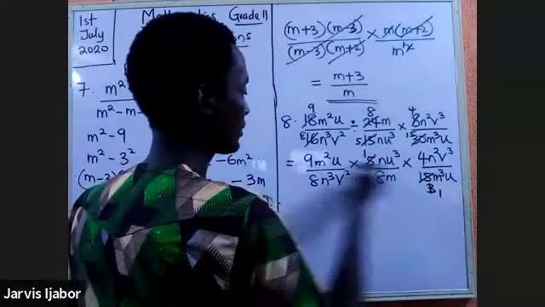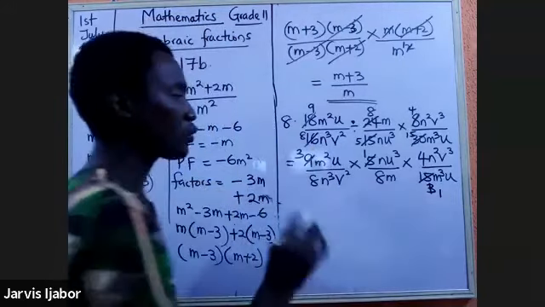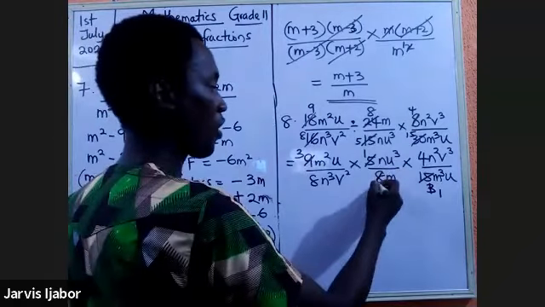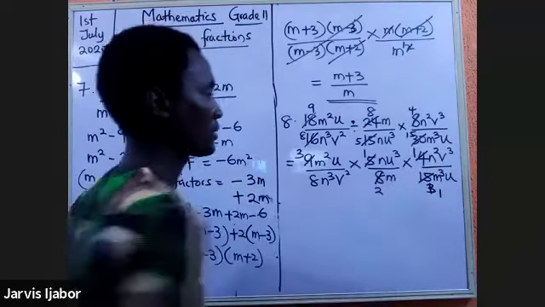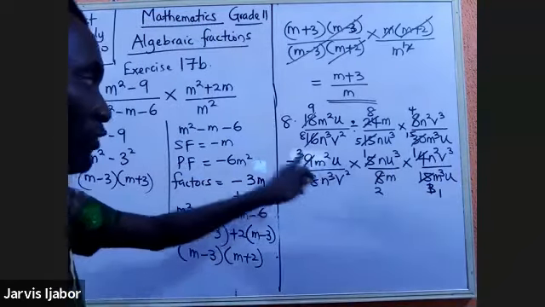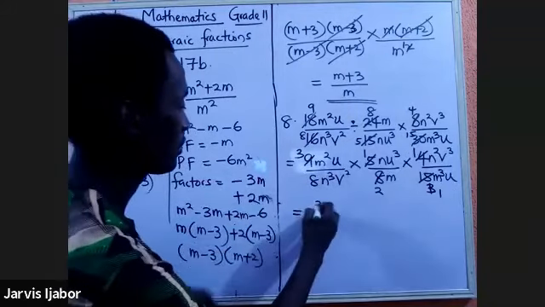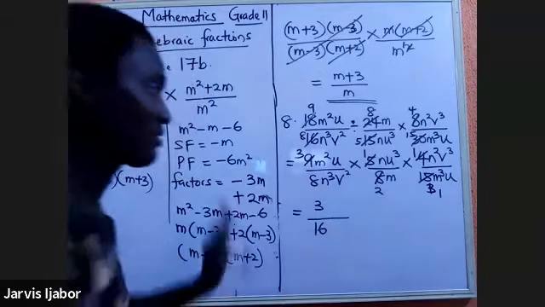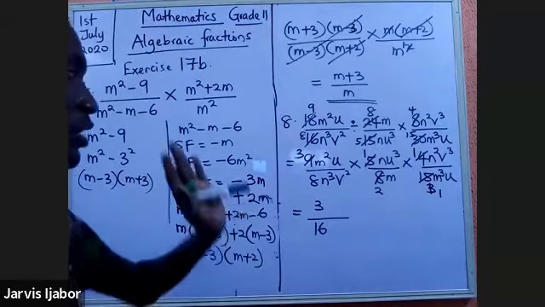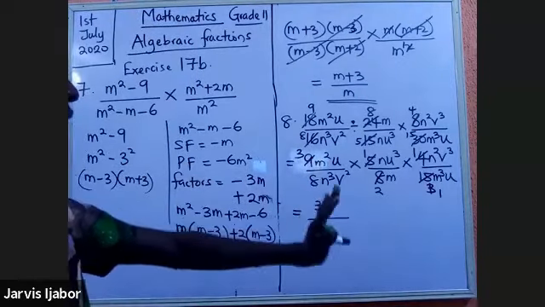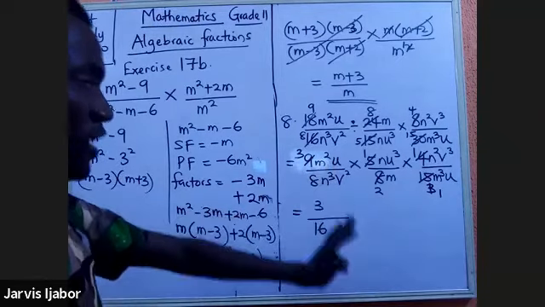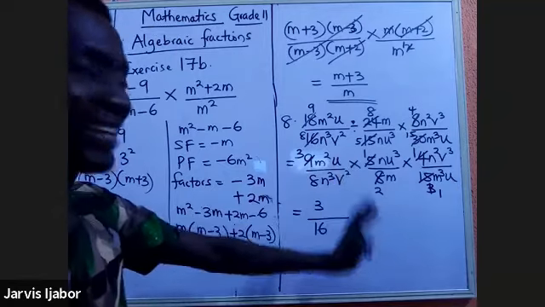3 here, 1, 3 here, 3. See, what I'm doing is I'm taking it little by little. 4 here, 2, 4 here, 1. So if you look at it very well, I have 3 over 16. I'll write that one first, because this is one question where you can really make very interesting errors. So you take it gradually.